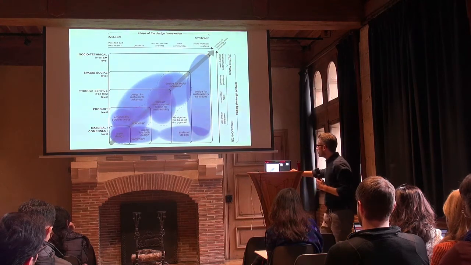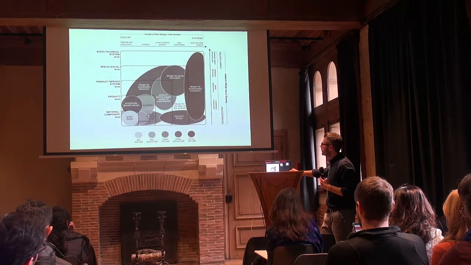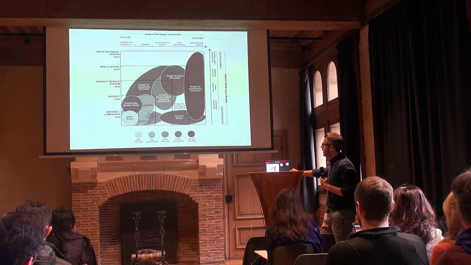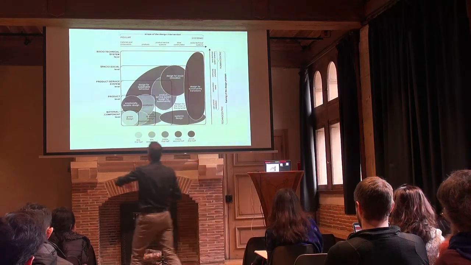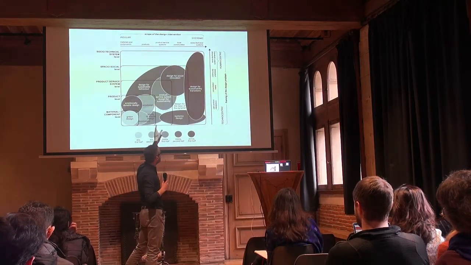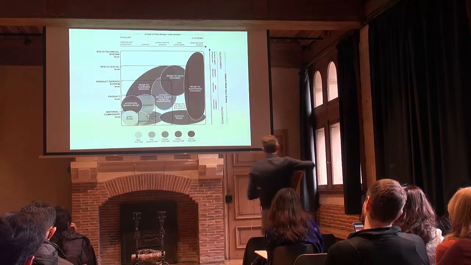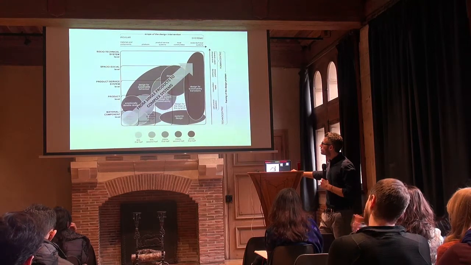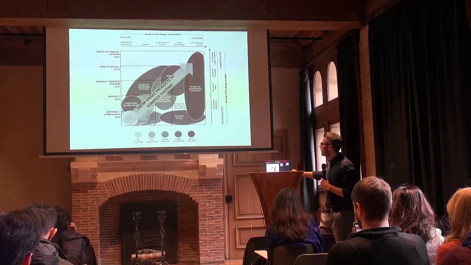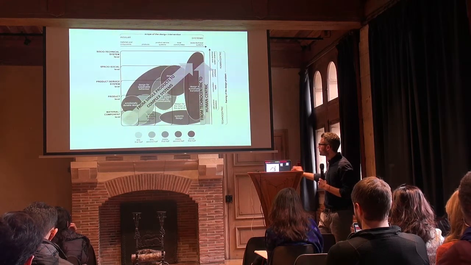We can also try to understand the key characteristics of this evolution by adding a sort of color coding of the different approaches. This is linked to the year when the approach was developed. The darker it is, the more recent the approach is. And we can really see what we've been discussing before. We have this kind of shift in terms of scope from single products to complex systems. We have a shift from technocentric to human-centric approaches.